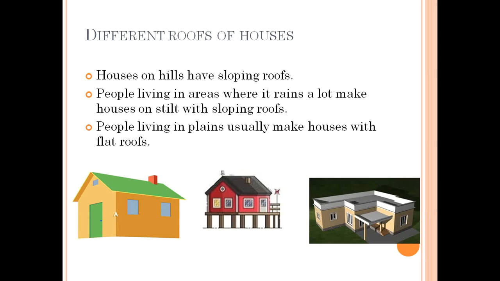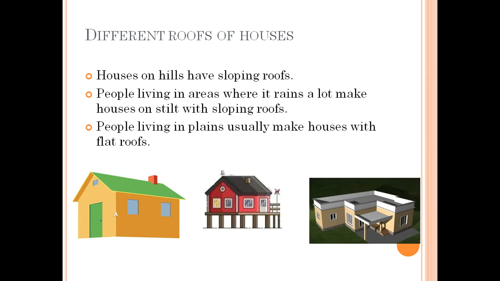Now, let us study about different roofs of houses. Students, houses have different kinds of roofs which depend upon the climate of the place where the house has been built. For example, houses in hilly areas have sloping roofs so that during snowfall or heavy rainfall, snow or water will not accumulate on the roof and can easily slip down to the ground.